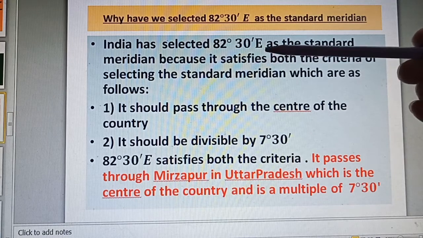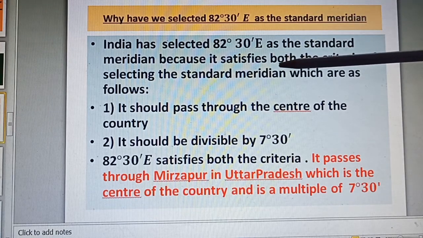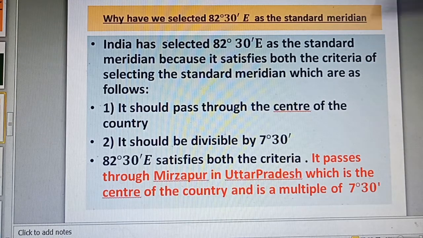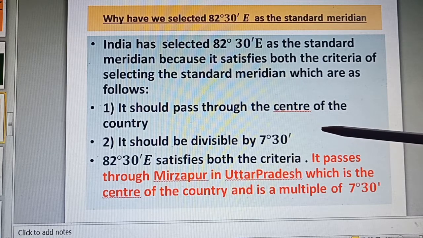Now India has selected 82 degree 30 minute east as the standard meridian because it satisfies both the criteria. In order to select a standard meridian, two criteria must be fulfilled. First, it should pass through the center of the country. Second, it should be divisible by 7 degree 30 minutes.